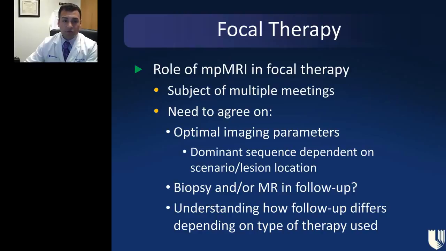The next thing we have to agree upon is what is the optimal follow-up? Should it be biopsy, should it be MRI, or should it be a combination of both? And finally, understanding how follow-up may differ depending on the type of therapy used. What is going to be the most sensitive technique for detecting recurrence after cryoablation, after laser ablation, after HIFU, etc. So what I really want to focus on is dominant sequence dependence depending on the scenario or lesion localization.